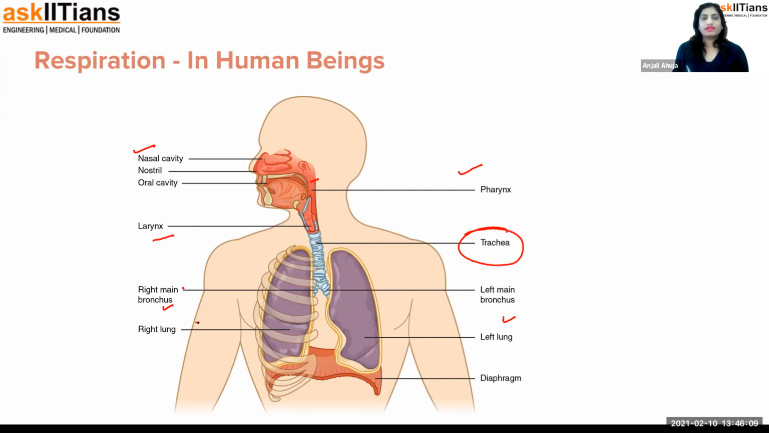And this is the right lung and this is the left, because when we talk about our body, it's our right and our left. Whenever we talk about the human body, we're talking about ourselves. Consider it that way. That's why this is the right.